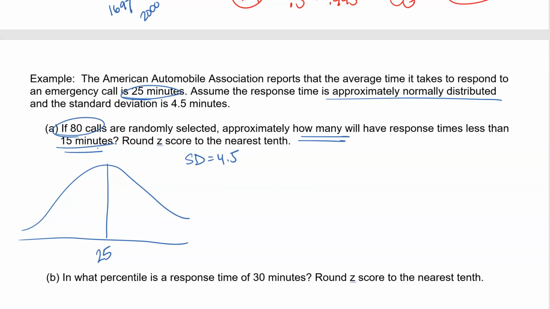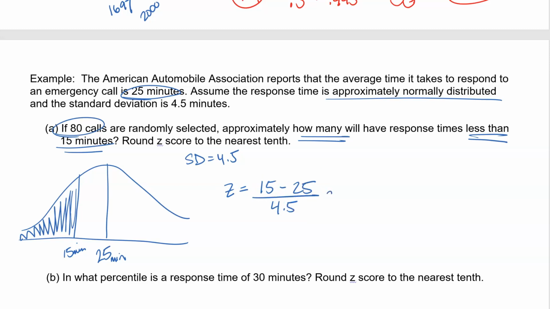So if 25 minutes is average, 15 minutes is going to be less than average. And I want to know how many will have response times less than that. So I'm going to shade everything to the left of 15 minutes. I can't look 15 minutes up on the Z-score table, so I have to find the Z-score for 15 minutes. So 15 minus the average divided by the standard deviation, and I get approximately negative 2.2. We're rounding to the tenths place because that's how the table works.